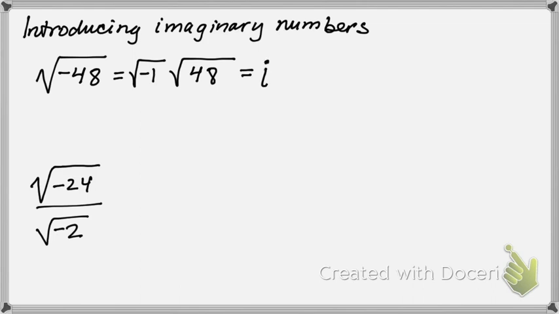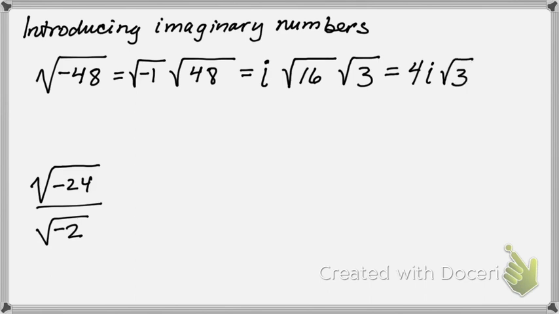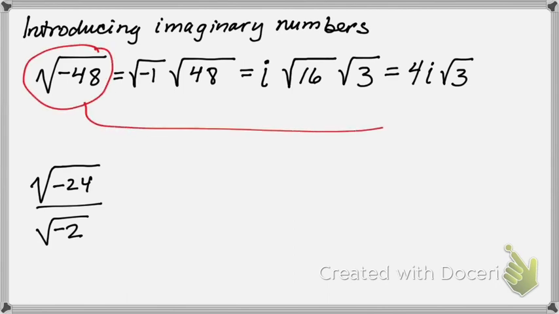And then let's take this square root of 48 here and let's use some property of radicals on that. Like I could say that that's the square root of 16 times the square root of 3. And then the square root of 16, of course, is 4. So that's 4i rad 3. And that is a simplification of the square root of negative 48 to 4i times the square root of 3.